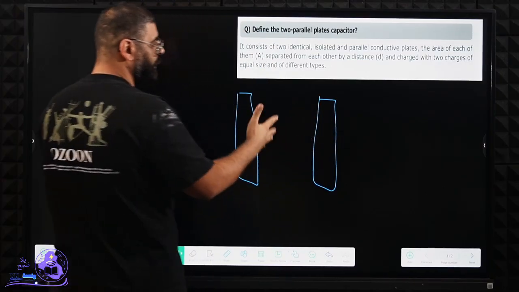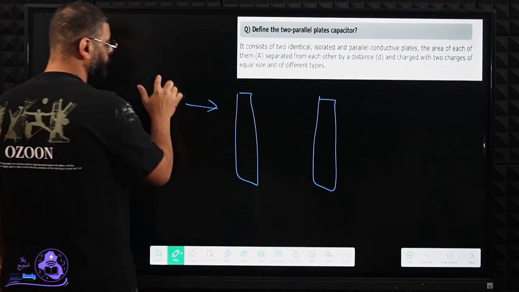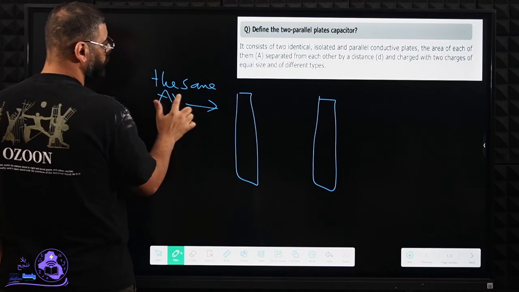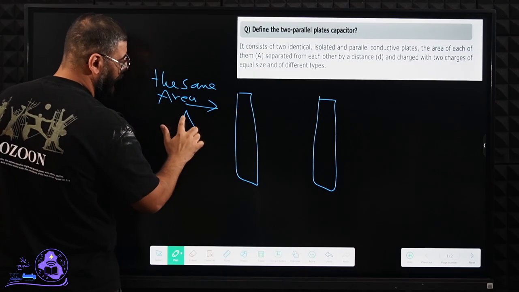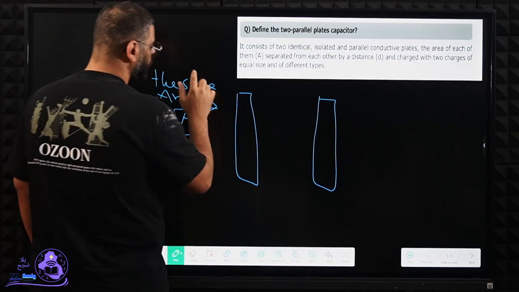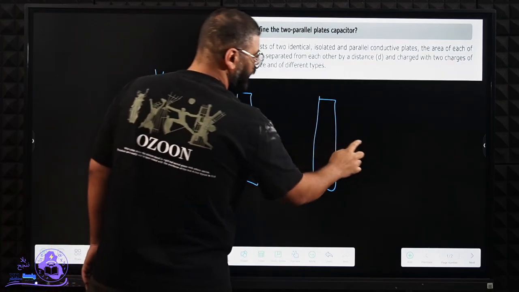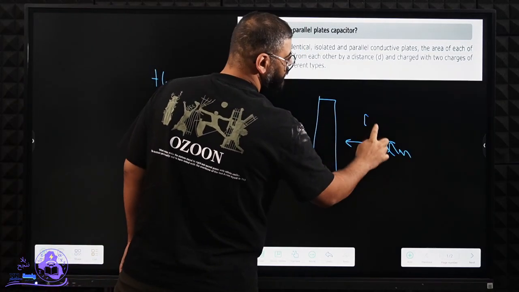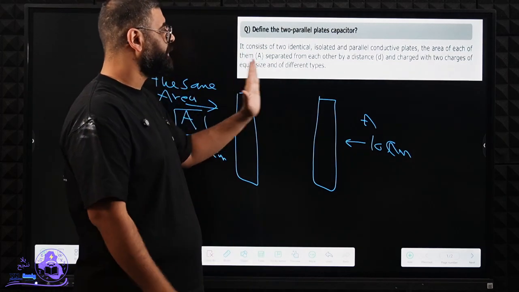Both of them are of the same area. And we represent area with the letter A, capital A. So if this A equals 10 centimeters, this A should also be 10 centimeters. And they are both identical with the same area.